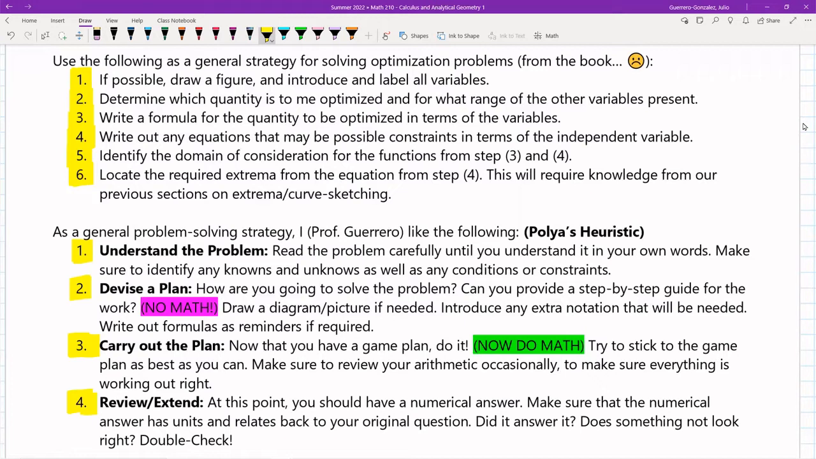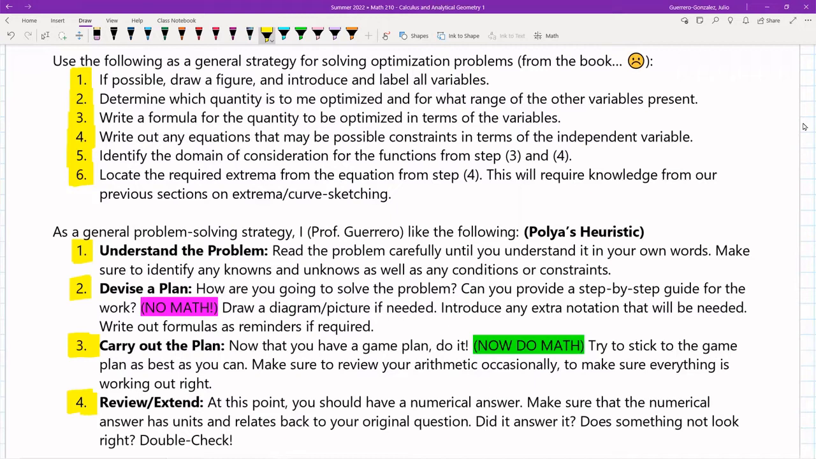So this is Polya's heuristic. Like I said, I think it's much more useful than the one that's above, because the one that's above is only good for section 4.7. Polya's heuristic is good outside of this math class.